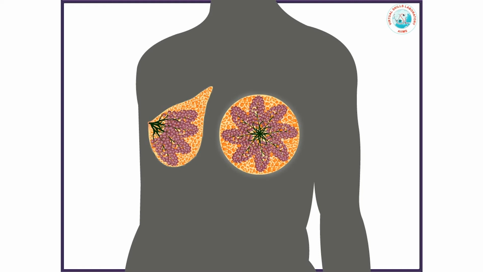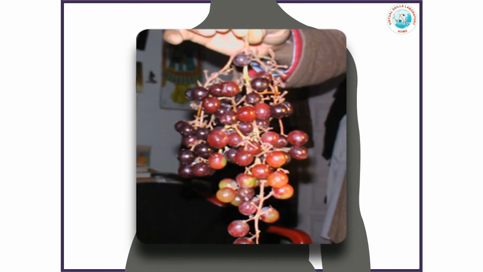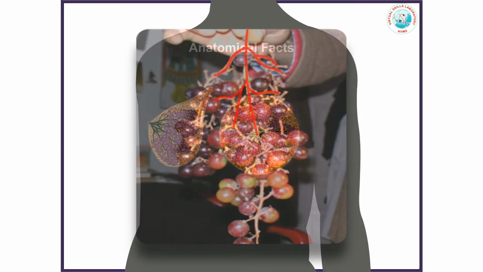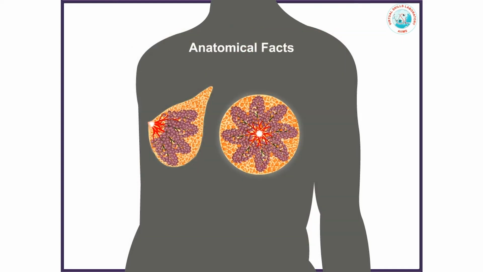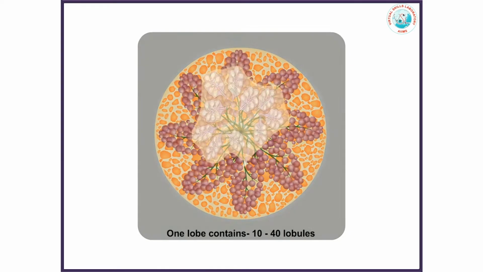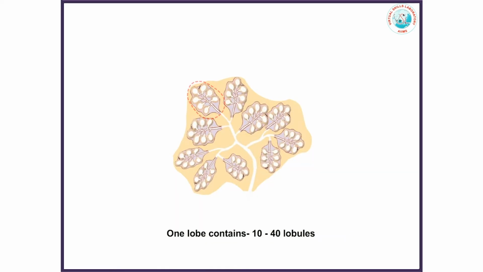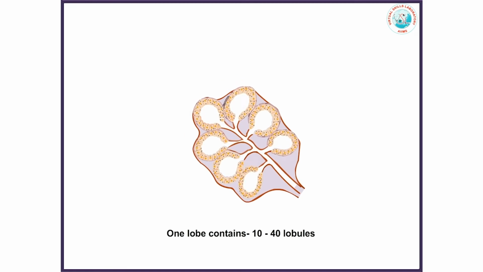We shall explain this concept through some anatomical facts. There are 7 to 8 lobes in each breast. These are arranged like a bunch of grapes, each grape representing the milk gland or acinus, and the stalk represents the major milk duct opening at the nipple. Each lobe contains 10 to 40 lobules, which in turn are composed of 10 to 100 acini. These acini are the basic secretory unit of the breast.